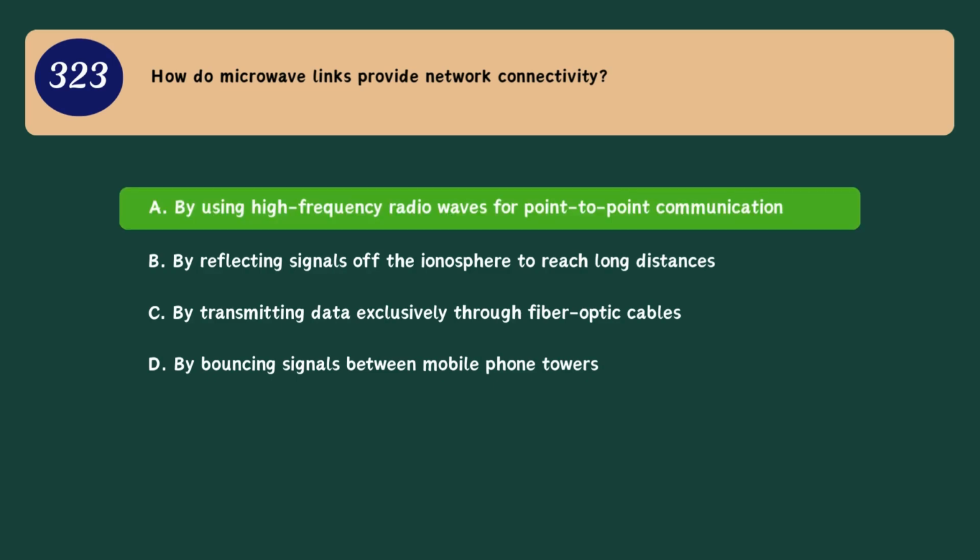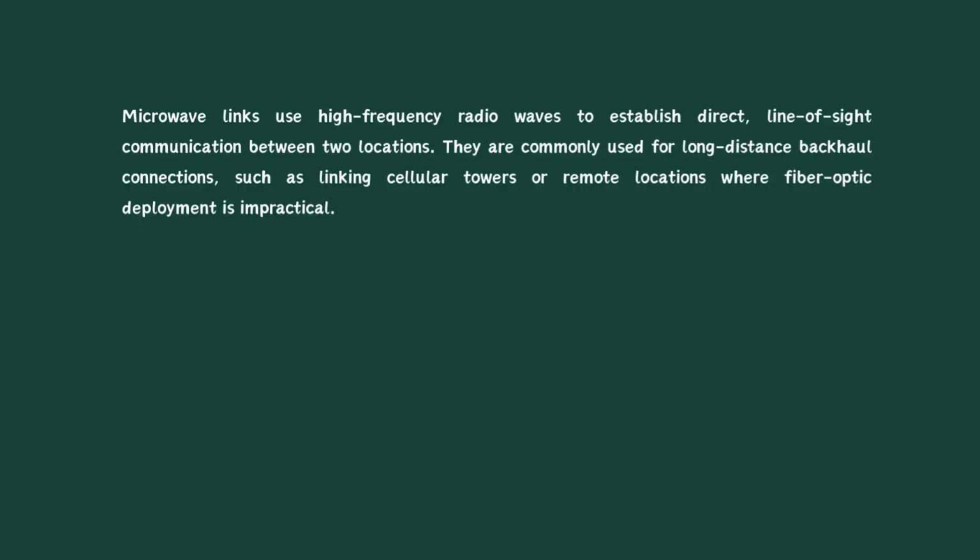Correct answer. A. By using high-frequency radio waves for point-to-point communication. Microwave links use high-frequency radio waves to establish direct line-of-sight communication between two locations. They are commonly used for long-distance backhaul connections, such as linking cellular towers or remote locations where fiber optic deployment is impractical.